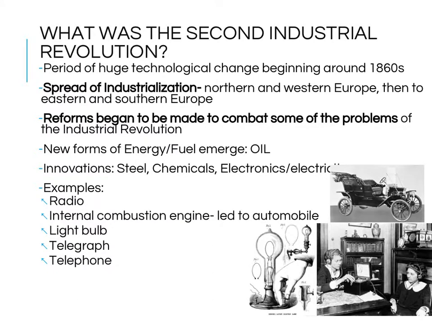The major industries that we're focused on, you should definitely write those down. So the major industries that became the focus of the Second Industrial Revolution would be steel, chemicals, and electricity. Steel, chemicals, and electricity. There also were a lot of new inventions, and they have to do with transportation and communication. So things like the radio, the internal combustion engine, which led to the development of the automobile, the light bulb, the telegraph, which allows you to send messages eventually pretty much anywhere in the world through Morse code, and the telephone.